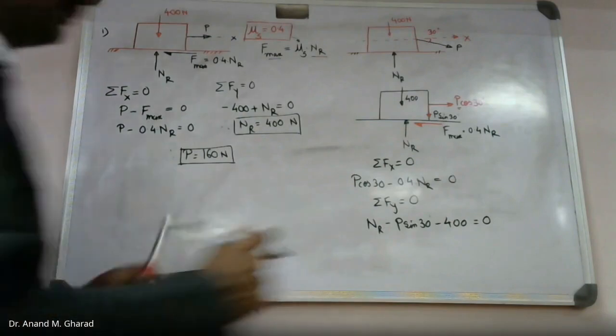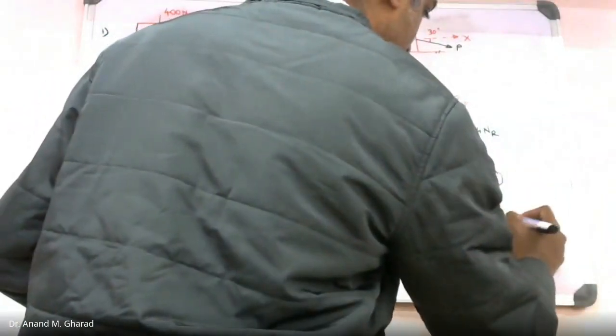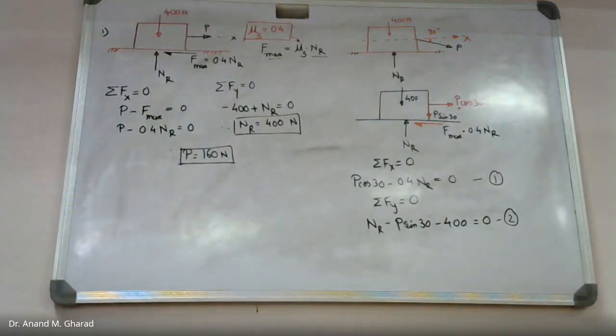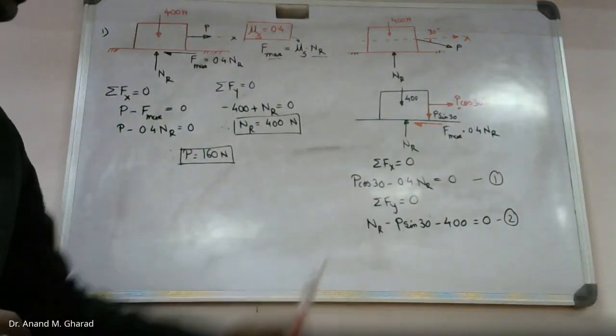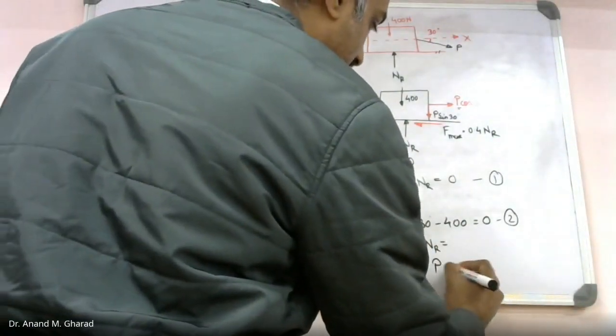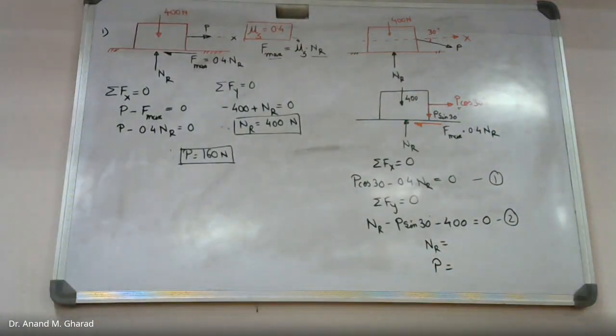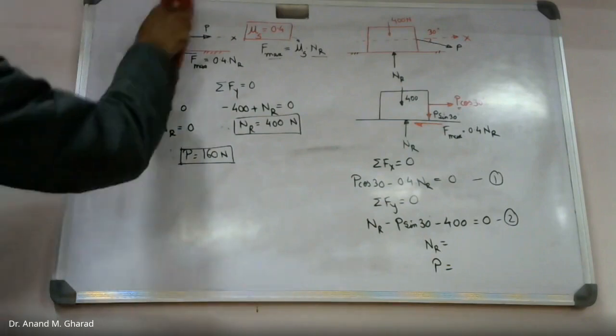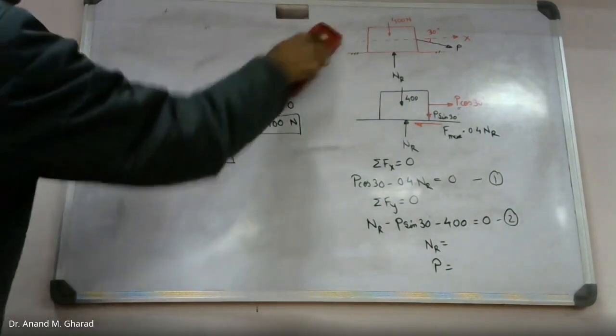Okay? Equation 1, equation 2. You can solve these two equations, and based on that you can calculate the NR value as well as the P value. Can you do that? Please do it fast. Please let me know the values. By that time I will draw the sketch for the third case. You please evaluate this.